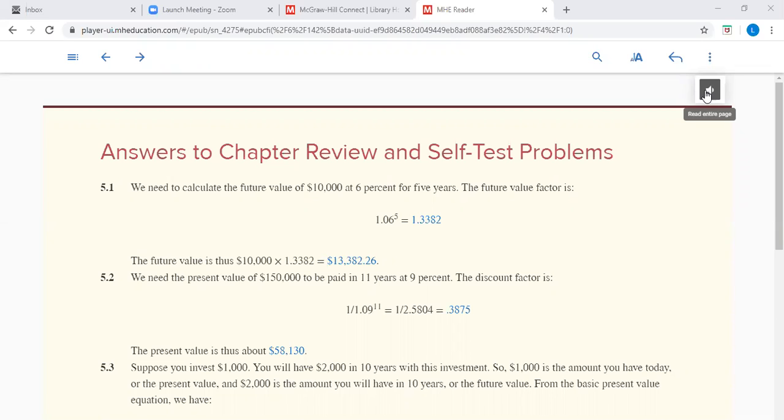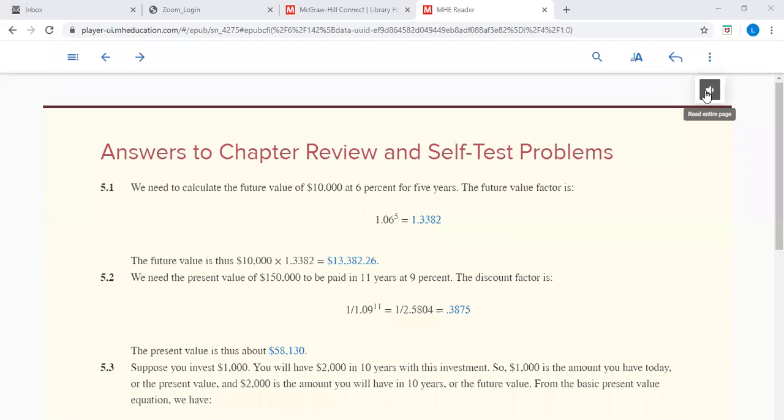given what it's worth in the future, future value. The future value is $150,000. The time period is 11 years, and the interest rate is 9%. Now, using your formula, what we would do is first determine what is 1.09 to the 11th power. Now divide that into 1.